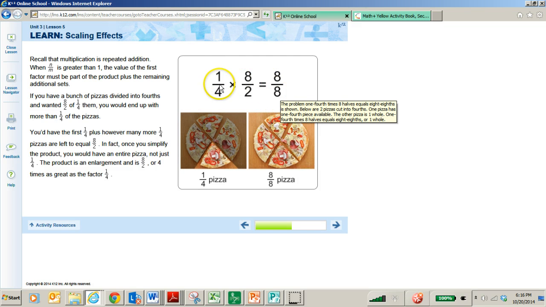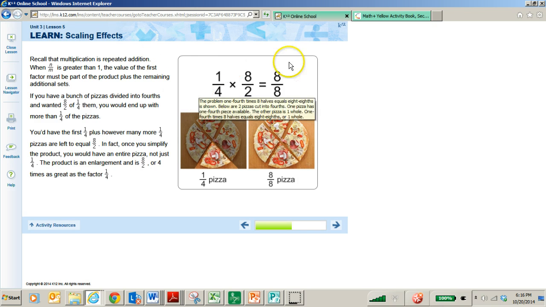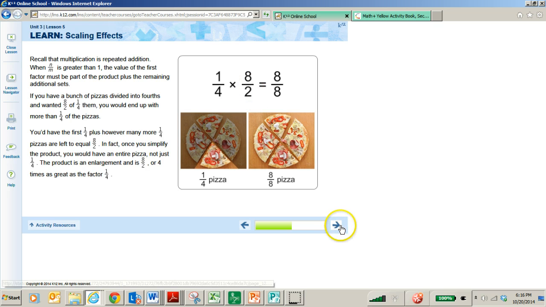Here we have 1/4 times 8/2. Now that's the same as a whole number because 8/2 would be the same as 4 pieces. 8 divided by 2 is 4. So it says you have the first 1/4, however many more 1/4 pieces are left to equal 8 halves. In fact, once you simplify the product, you'll have an entire pizza, not just 1/4. So you can see that the product ended up being larger because we multiplied by a fraction that was equivalent to a whole number. It wasn't just a fraction by a fraction. This can be simplified to 4.